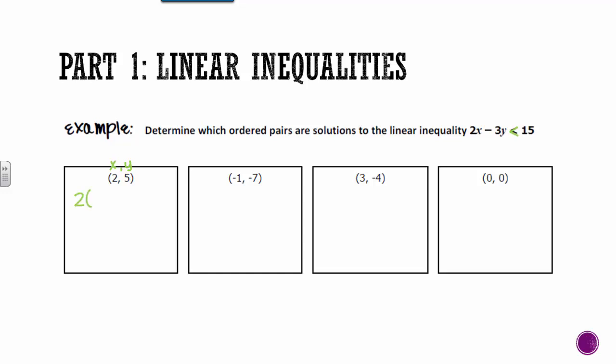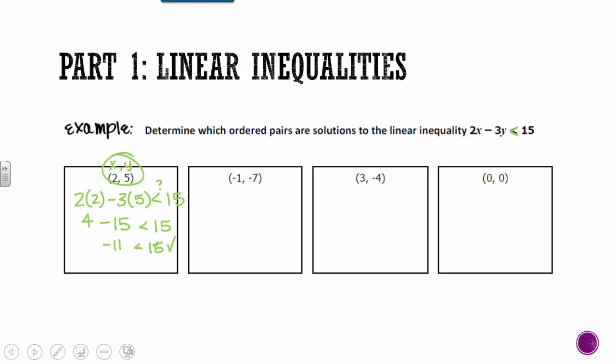So let's plug in 2 for x, and we'll plug in 5 for y, and see if it's less than 15. So we get 4 minus 15, is that less than 15? Negative 11, less than 15, it is. So that means that this point would be in the shaded in region.